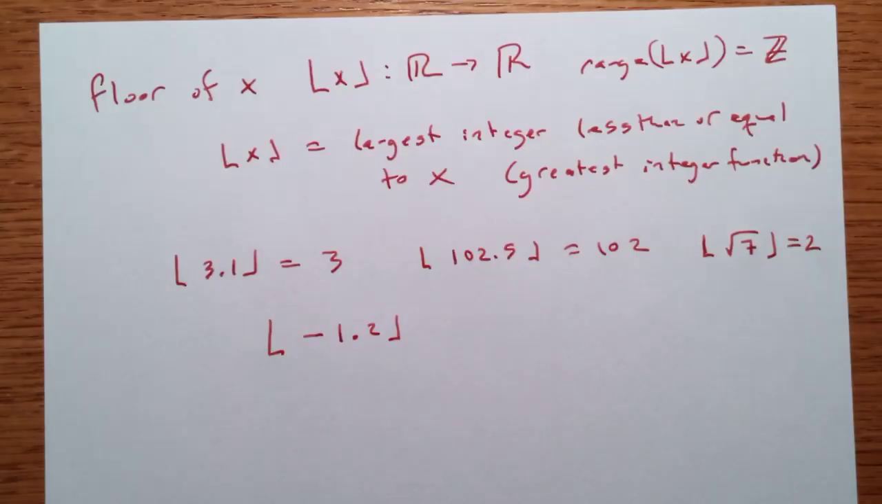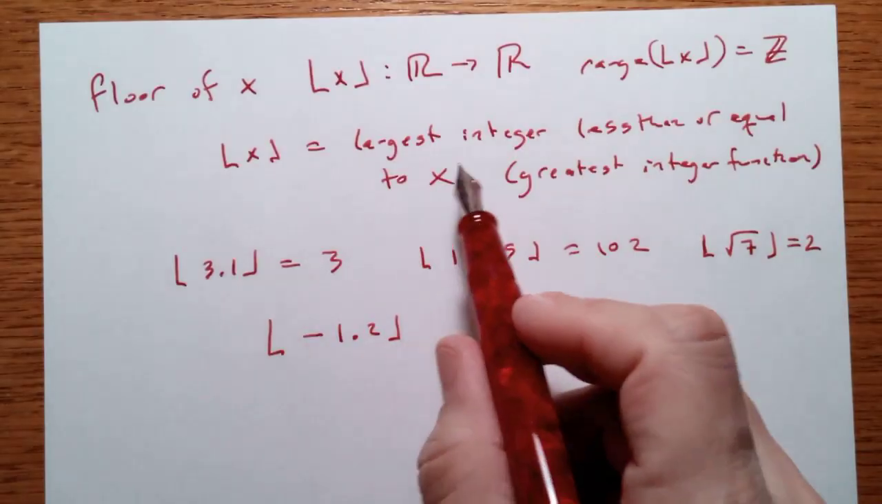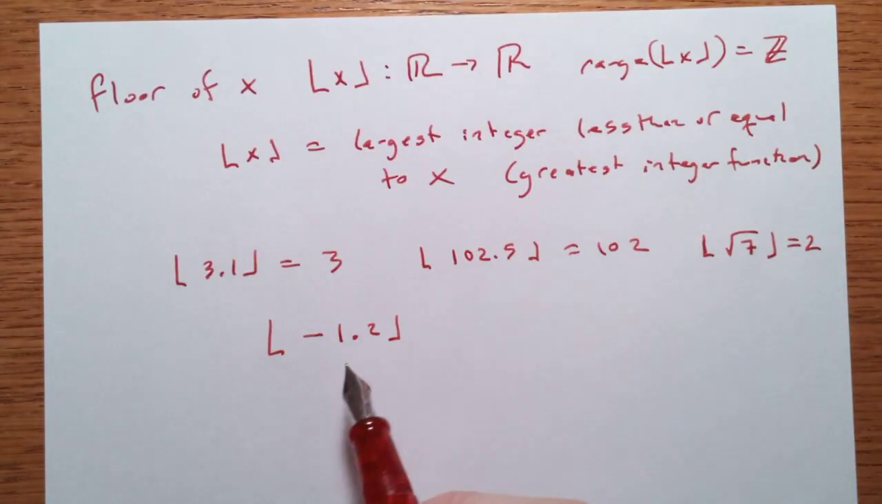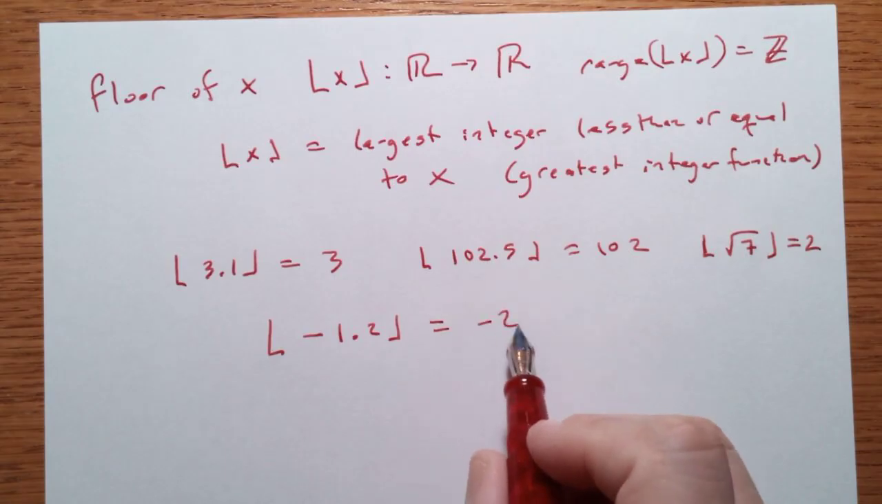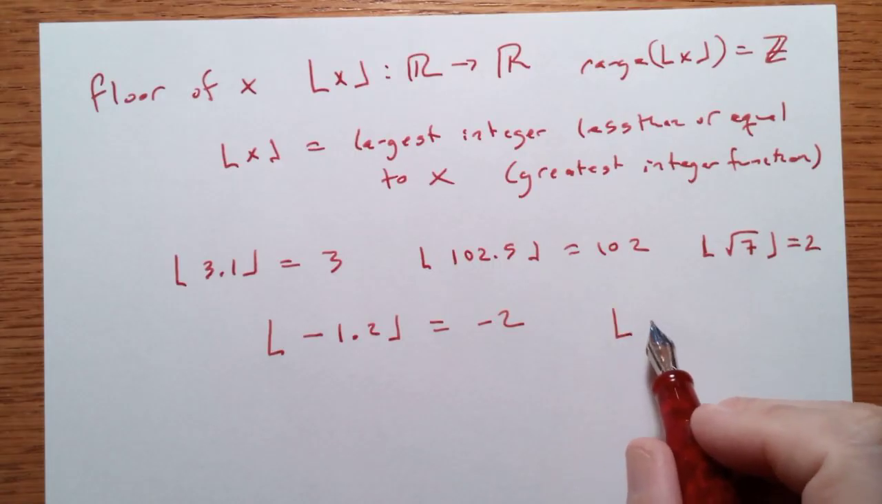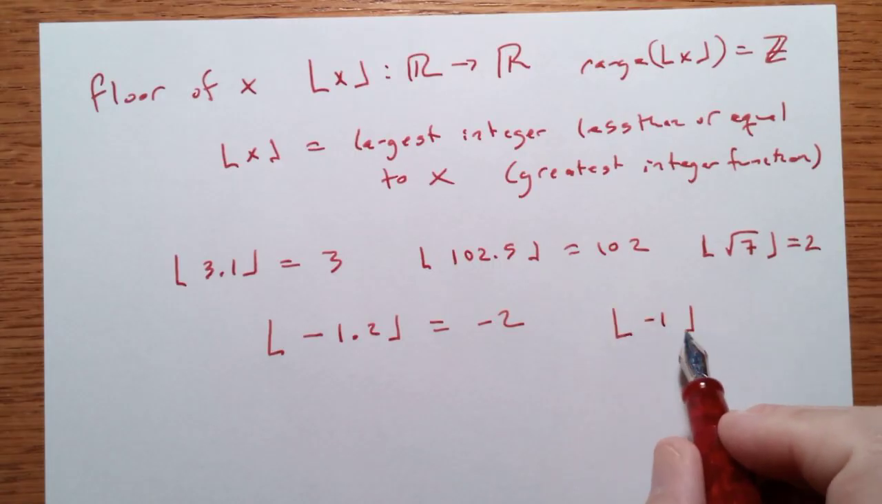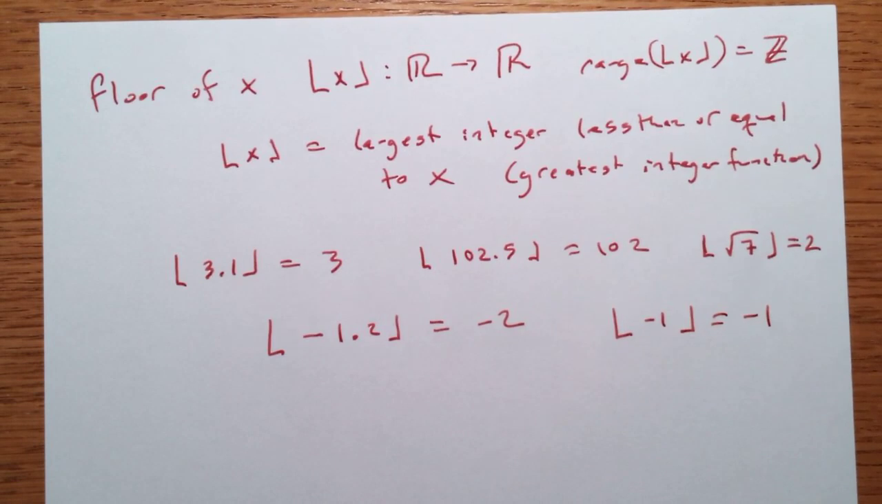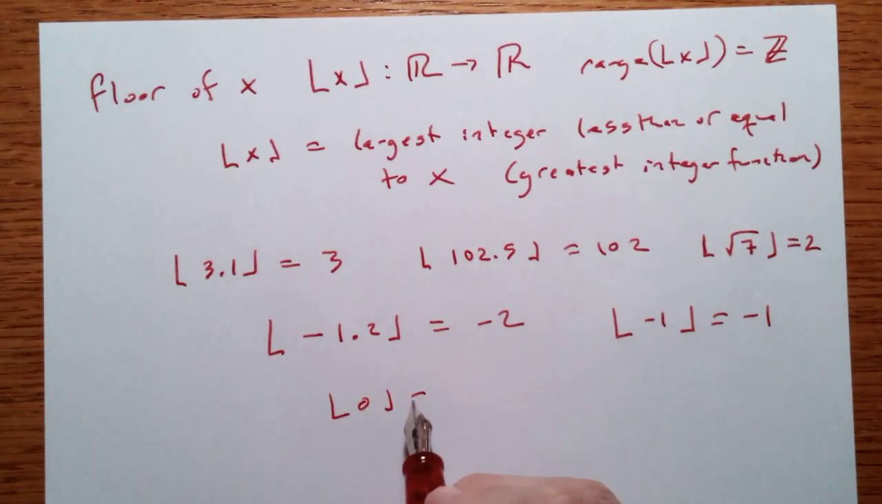The floor of negative 1.2. It's the greatest integer less than this. That's negative 2. By the way, the floor of negative 1 is negative 1, because of the "or equal." The floor of 0 is 0.